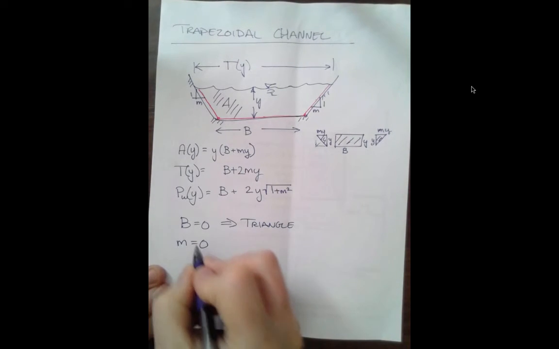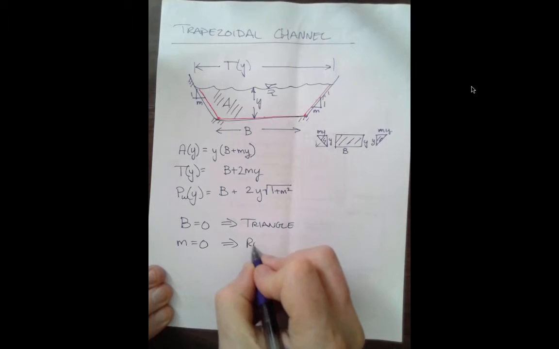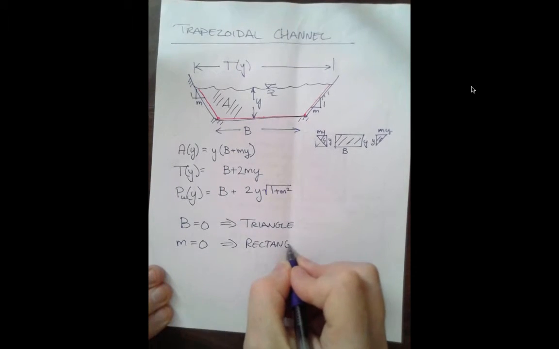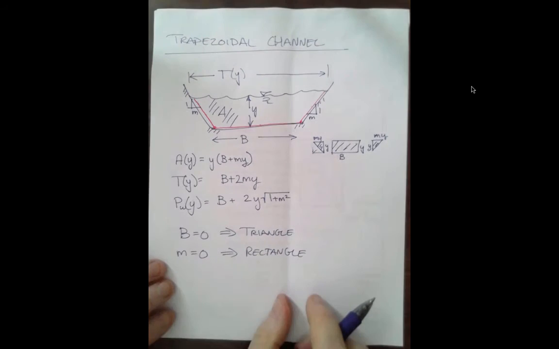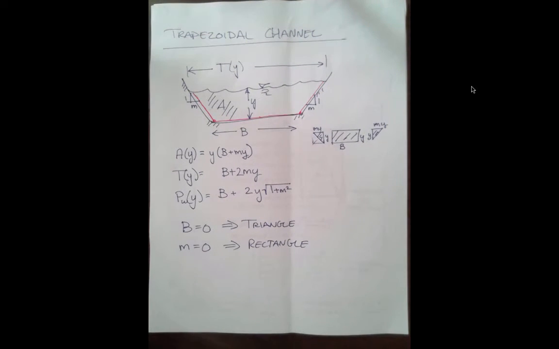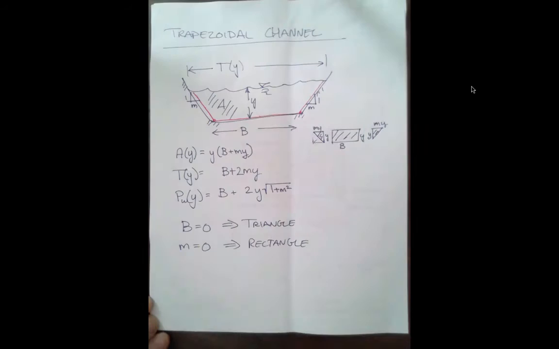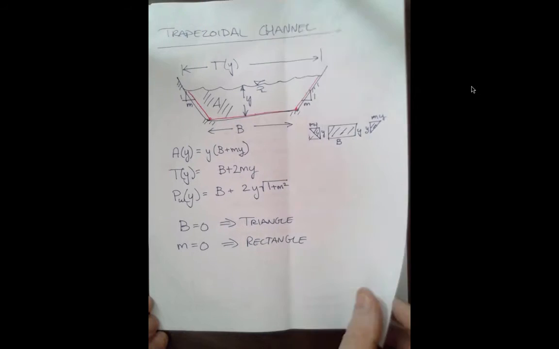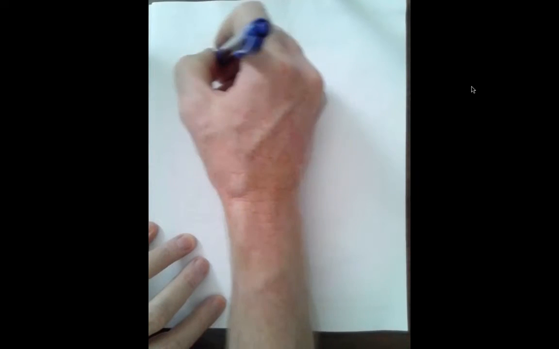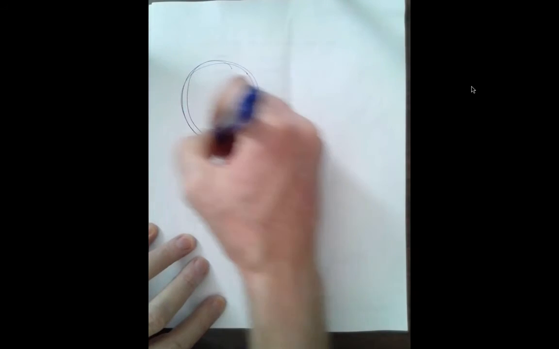M equals 0 on both sides, then you have a rectangle. So trapezoidal channel hydraulic variable calculations cover the major geometries in engineered channels. All right, one we've been avoiding, but now we'll deal with it, is our friend the circle.